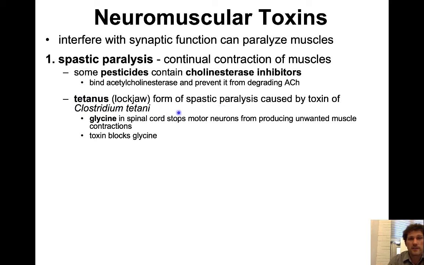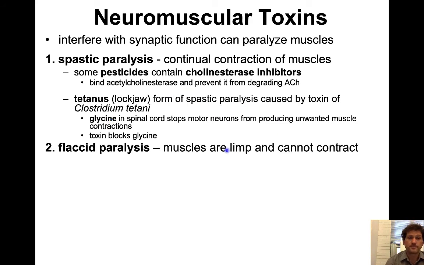Tetanus is a type of spastic paralysis, and it's caused by a toxin that comes from the bacteria Clostridium tetani. If you remember, our neurotransmitter glycine was in the spinal cord, and it was inhibitory. It stopped motor neurons from producing unwanted muscle contractions. So if the toxin released by this bacteria blocks glycine, then you're not inhibiting unwanted muscle contractions, and so you experience unwanted muscle contractions, which causes this spastic paralysis.